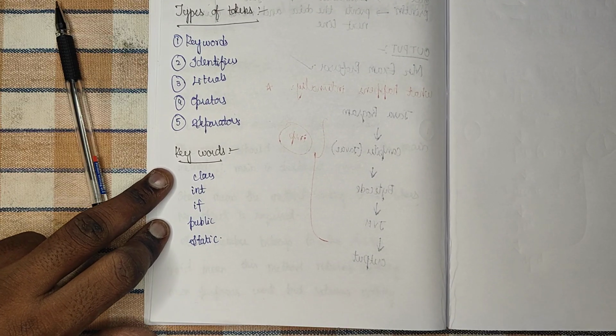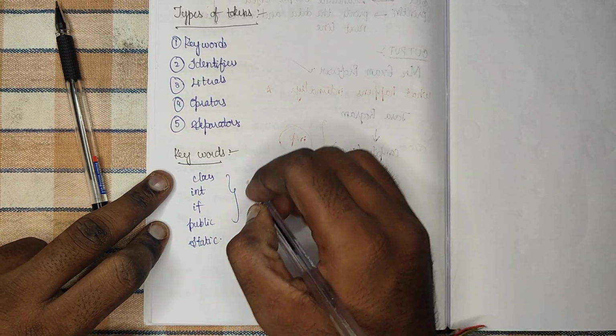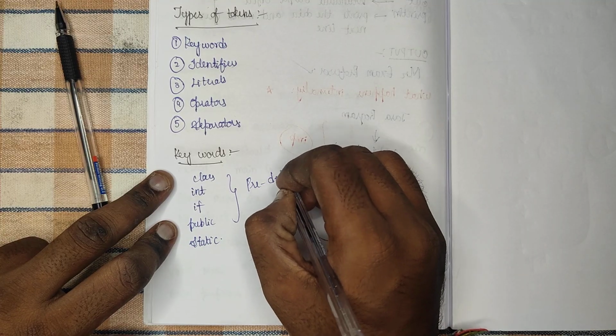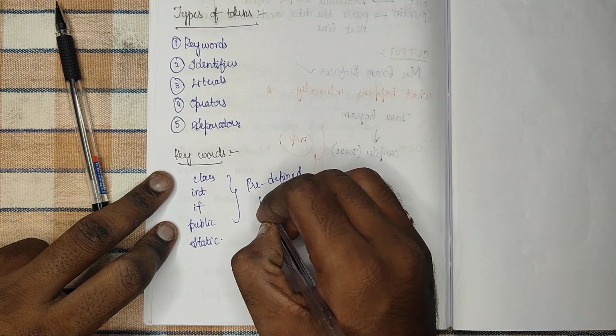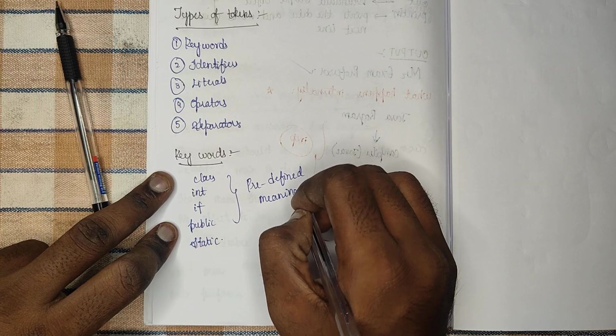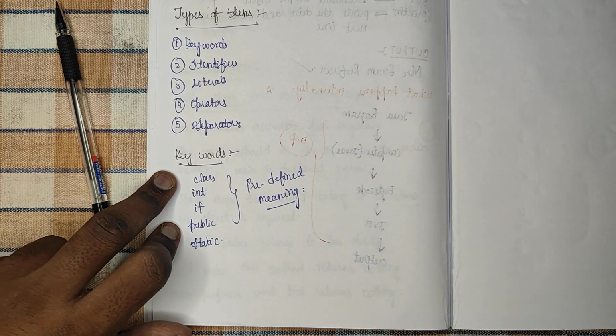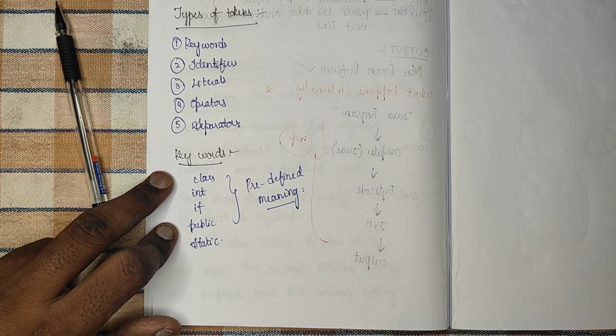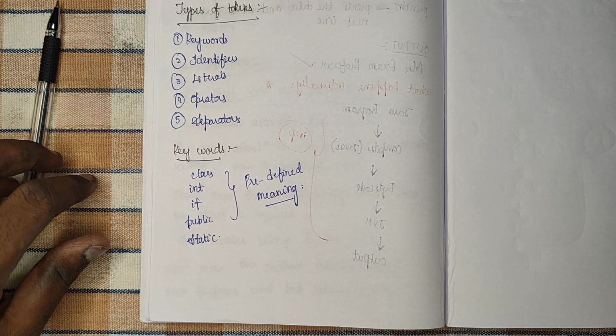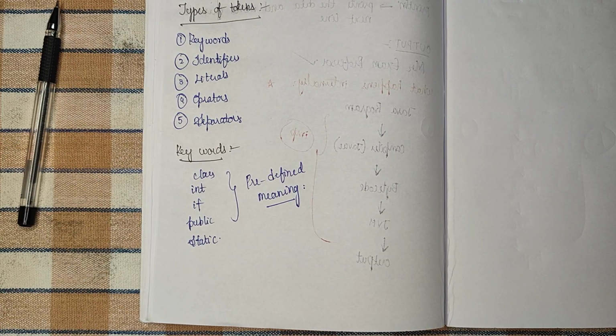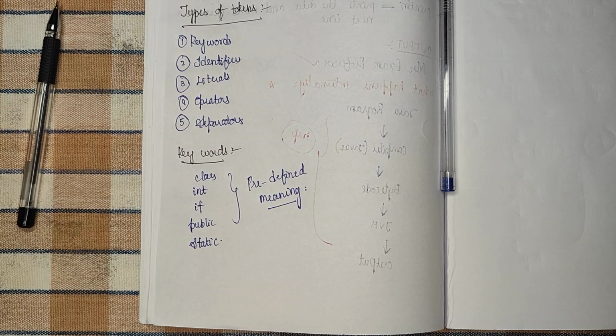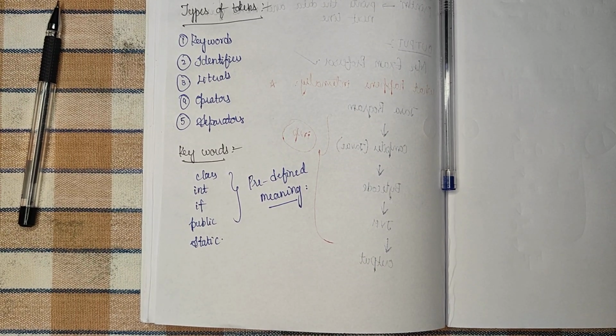Keywords have a predefined meaning. As a real life example, take a traffic signal: red means stop, and you cannot change its meaning. Similarly, keywords have fixed meanings.